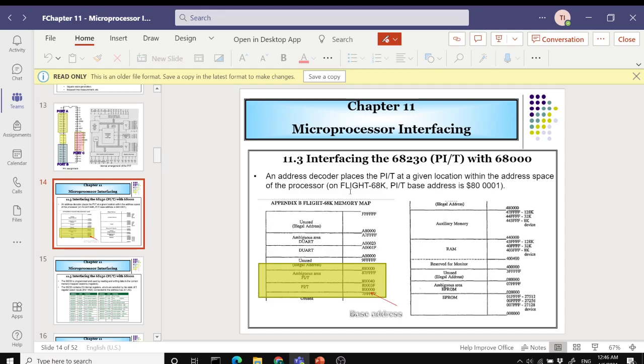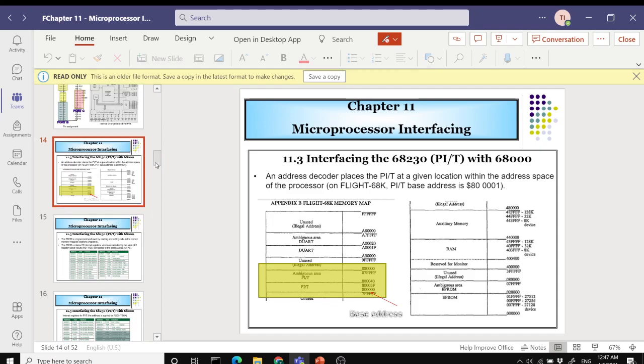So remember back, you need to have your base address and the size that you're going to allocate for your PIT, and then from that we are going to design the decoder. We're going to see which pins in the address bus you're going to use to connect to the decoder, and so on and so on. So that's all for your PIT.